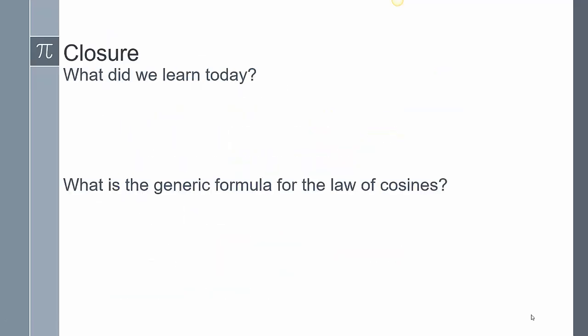In the closing of today's lesson, what did we learn today? In this lesson, we talked about the law of cosines. And so what is the generic formula for the law of cosines? That's going to be a squared equals b squared plus c squared minus 2bc cosine a.